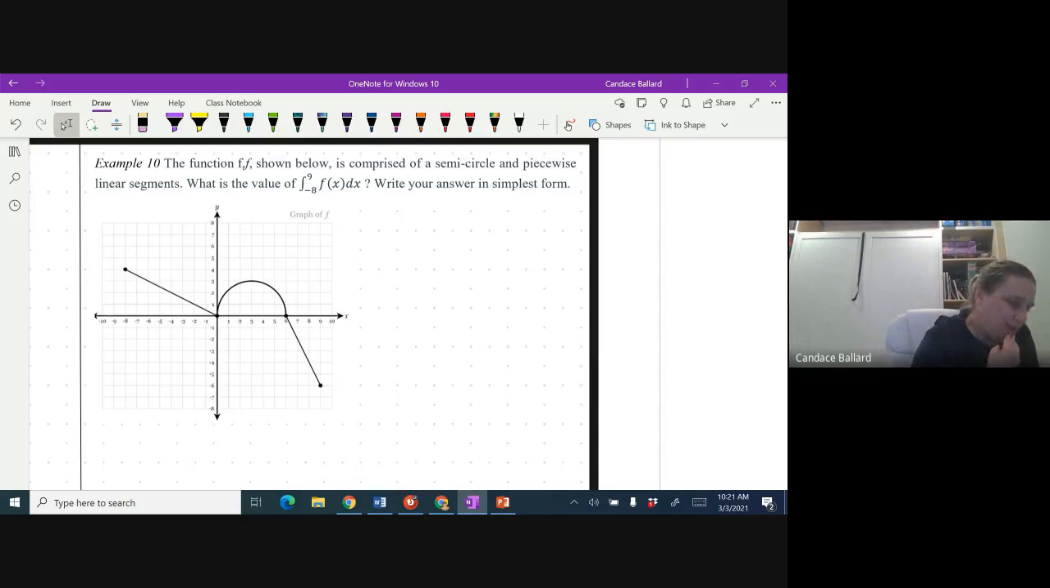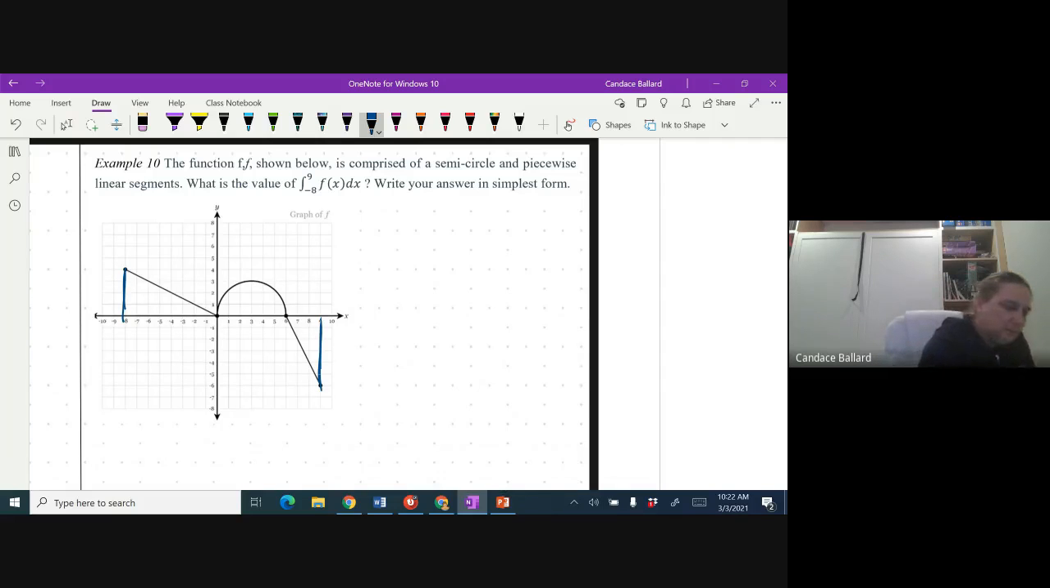All right, it says the function f shown below is comprised of a semicircle and piecewise linear segments, and sometimes that's more the phrasing you'll see on the AP test. What is the value of the integral from -8 to 9? Write your answer in simplest form. All right, so what kind of shapes are you seeing? Tell me in the chat, what shapes are you seeing there? All right, triangles, cool. Half circle and triangles, good. We got 2 triangles.